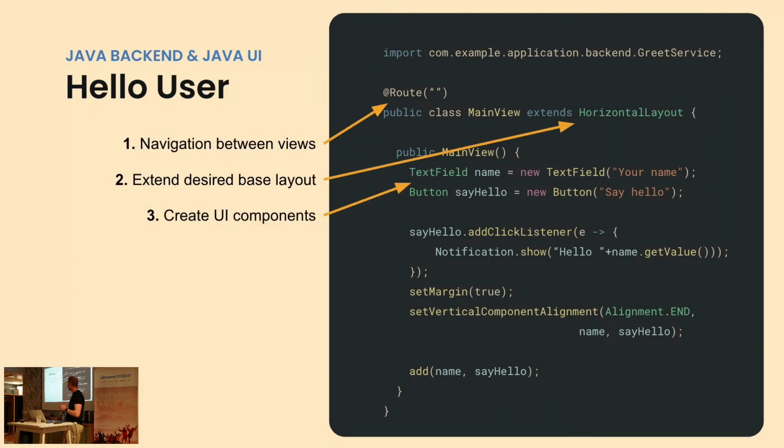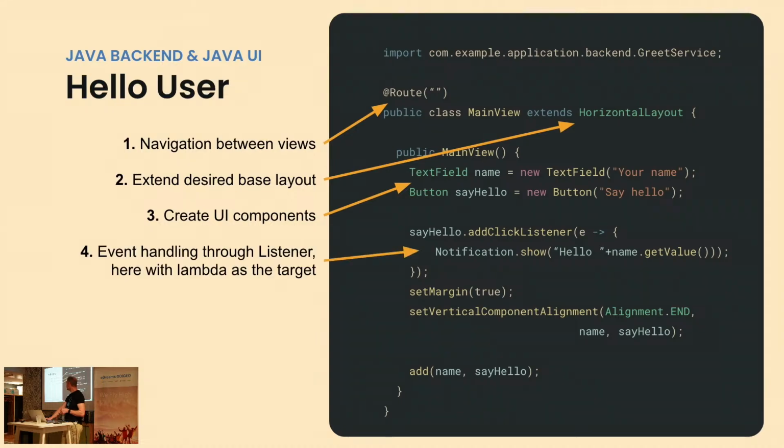Horizontal layout, and then the UI components. Very typically you create some of the components in the constructor of the view, so you populate the view basically when it's created. Then you have the other way around. Now we are presenting the components, but there are also events coming from the user. You can listen for those. Just a normal click listener in this case, and we are showing a notification, so we are modifying the UI there. And then there is some basic styling, alignments, and lastly we are adding them to the view.